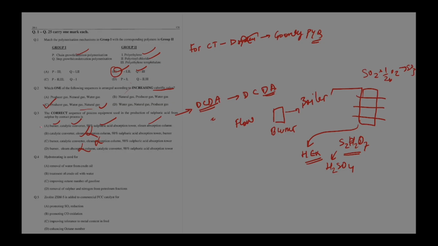So the first is correct. Hydrotreating is used for removal of sulfur and nitrogen from petroleum fractions. ZSM-5 catalyst is used to enhance octane number. That is straightforward. Enhance octane number.